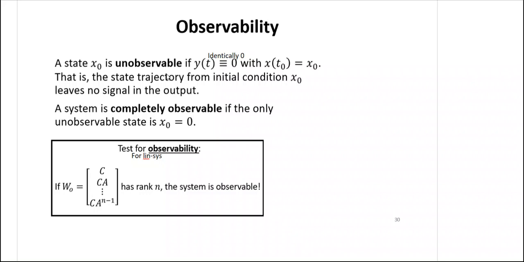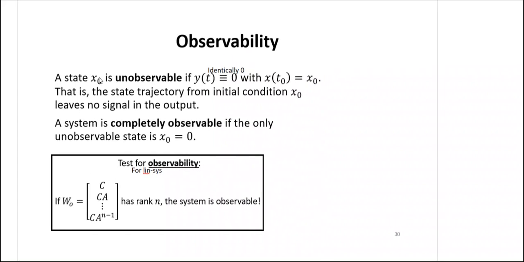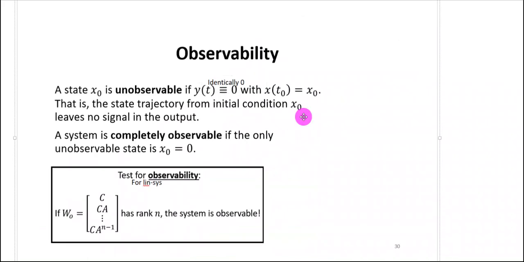Observability. A state is unobservable if the output y is identically 0 when x equals x0, because the state trajectory from the initial condition leaves no signal in the output. If the output is nothing, then how are you going to know the state? There's no trace. So a system is completely observable if the only unobservable state is x0 equal to 0.